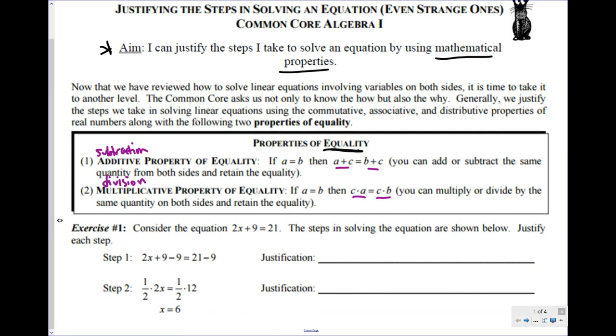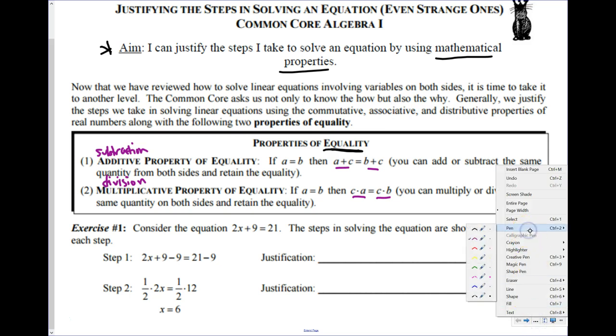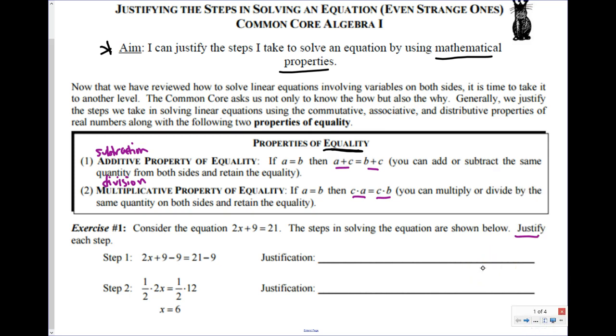So let's take a look at exercise 1. It says consider the equation 2x plus 9 equals 21. The steps in solving the equation are shown below. Justify each step. Justify means give the name of the property that each step is doing. So step 1: this equation starts off with 2x plus 9 equals 21. Now you have to look for the difference. What happened from the original to the new one? Well, both sides were subtracting 9. That's the additive property that we just talked about. Even though it's subtraction, we call it additive. I know that is confusing. Okay, it's the additive property.